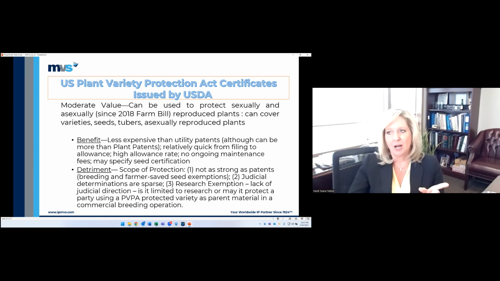The main issue with PVPs, and why I would always recommend a utility patent if possible, is the research exemption that PVPs allow. They allow breeders to research and develop new varieties with anything that is PVP. That is also called the breeder's exemption. There's also a saved seed exemption, which is not quite as problematic.